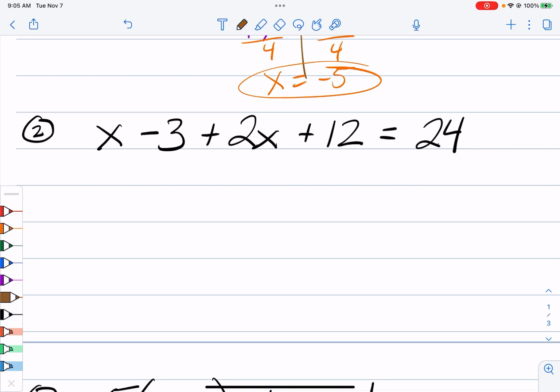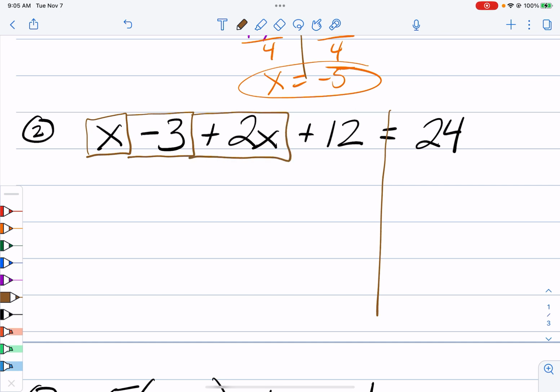So if I look at this problem, I have quite a few different terms on the left-hand side. I have an x, I have a negative 3, I have a plus 2x, and I have a plus 12. So my like terms are going to be an x and a plus 2x because those both have the same variable, same letter. So x, also known as 1x, if there's no number in front, it means there's only one of them. 1x plus 2x is 3x's. My constants, my negative 3 plus 12.